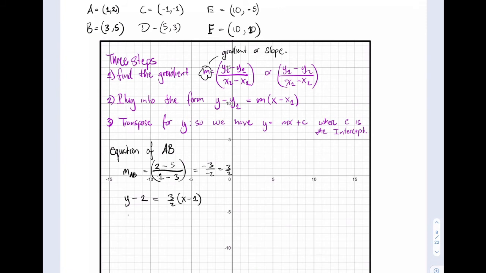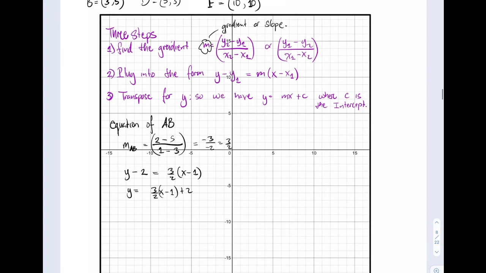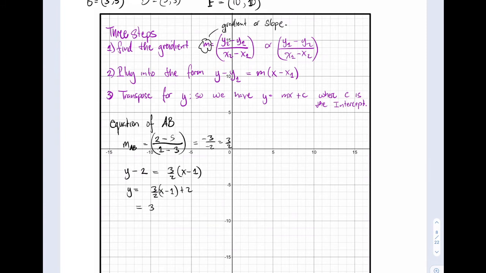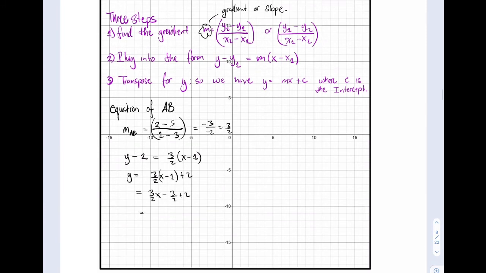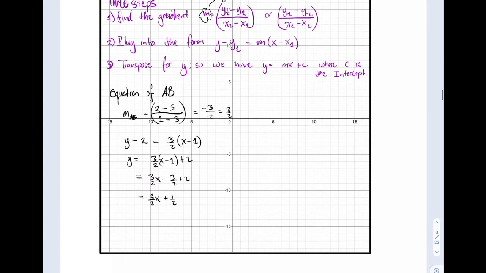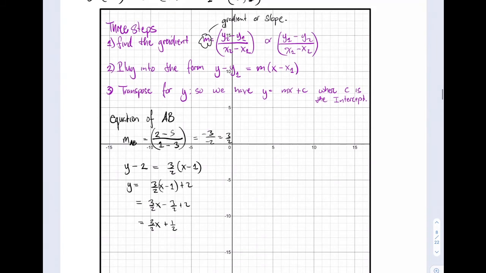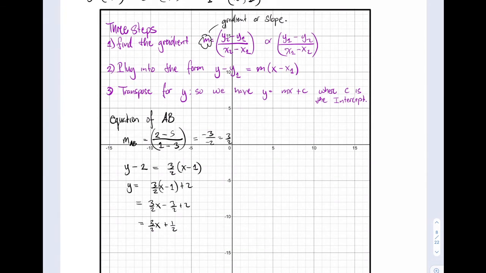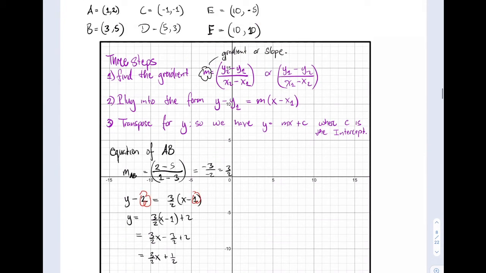So this now becomes y equals 3 over 2 x minus 1, plus 2. If I simplify this, I end up with 3 over 2 x minus 3 over 2 plus 2, which is equal to 3 over 2 x plus 1 over 2. Note that here I took the 2 and this 1 from this point, which is very important, but we can choose any of the points.